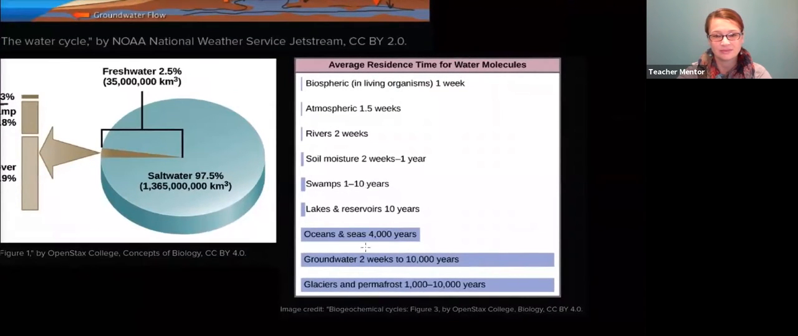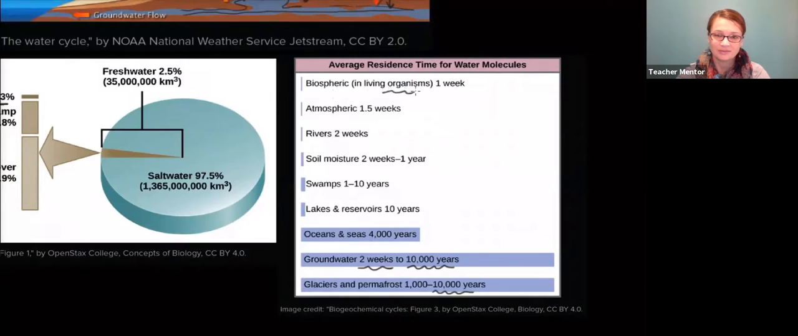And you can see here that water can stay in glaciers and permafrost for a very long time. We're talking up to 10,000 years, and these are all rough numbers. It could stay as groundwater anywhere from 2 weeks to 10,000 years, depending on how isolated that groundwater is. It could be in the oceans and seas as salt water for 4,000 years. And we can look at all of these, all the way to within living organisms.